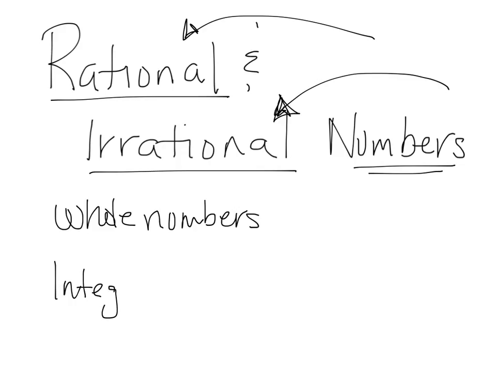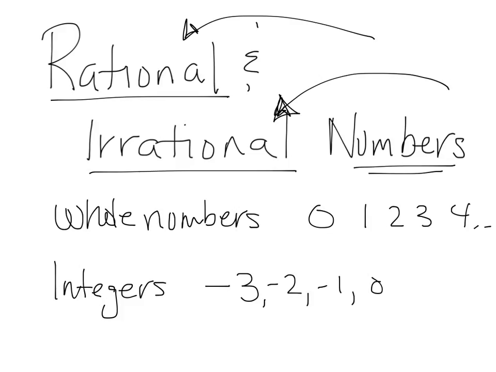Integers. What are integers? Well, integers are just the positive and negative whole numbers. If whole numbers are 0, 1, 2, 3, 4, and so on, then negative 3, negative 2, negative 1, 0, 1, 2, 3, those are the integers. Okay? And also, if you were to take the square root of 25, you get a whole number, right? Yep.